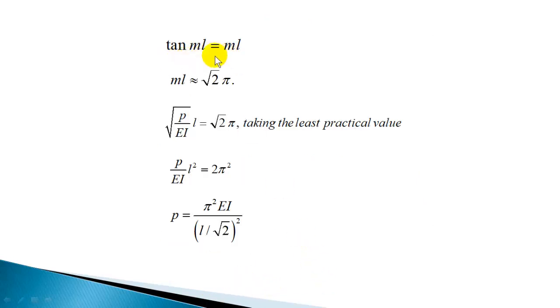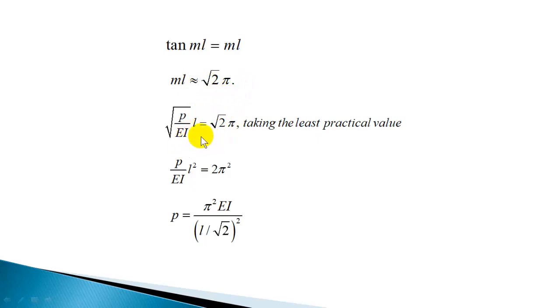So tan ml is equal to ml. Tan of a quantity is equal to that quantity itself, and that quantity should be approximately equal to root 2 pi. Or m, which is root of P by EI into L, I will just equate that. I will take it as equal, although it is approximately equal.